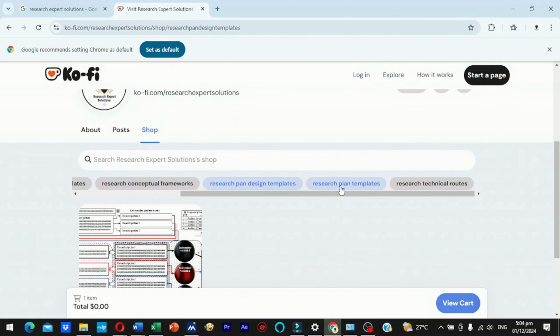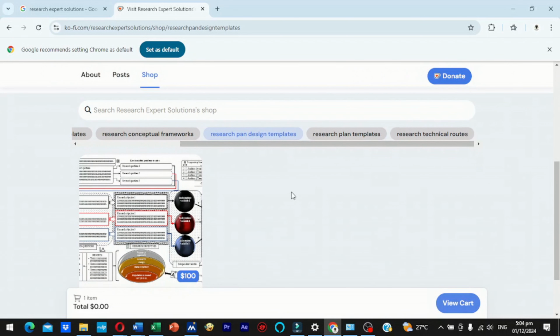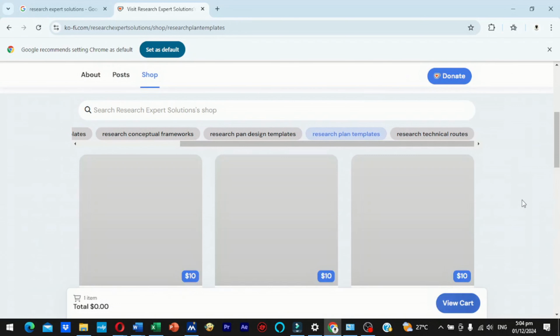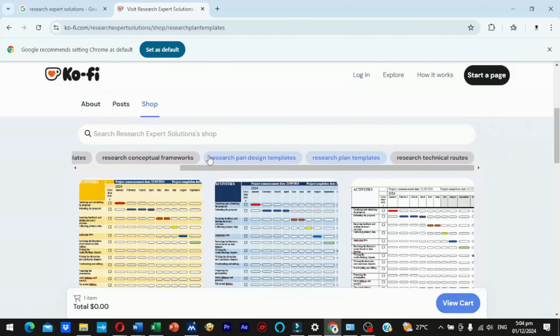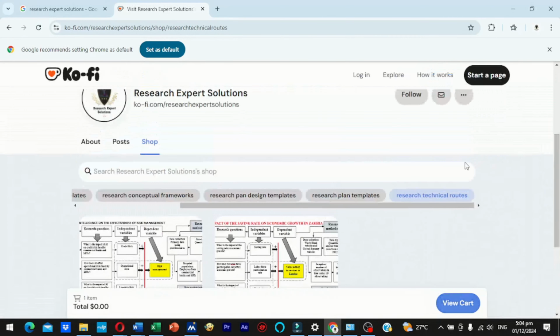Then we also have research plan design templates, which I'll explain later in other videos. Then we also have research plan templates. There's a difference between research plan design templates and research plan templates. We also have technical routes, which I'll also explain later.